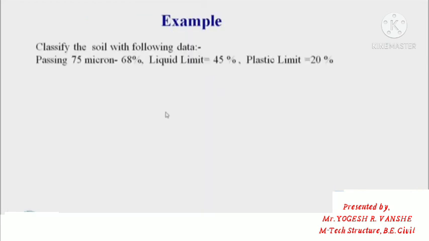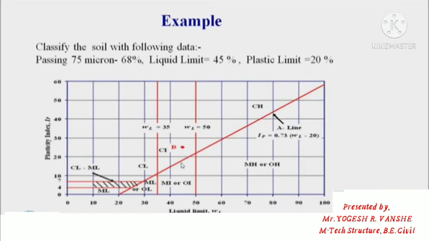So let us take one example. Classify the soil with the following data. Passing 75 micron is 68%, liquid limit is 45%, plastic limit is 20%. Since it is more than 50% passing 75 micron, it is a fine grained soil, so we have to refer to the A line chart. Now find the liquid limit; my point comes here, as shown by B. This point is now in the zone of CI, you can see. Therefore, my soil is clay with intermediate compressibility.